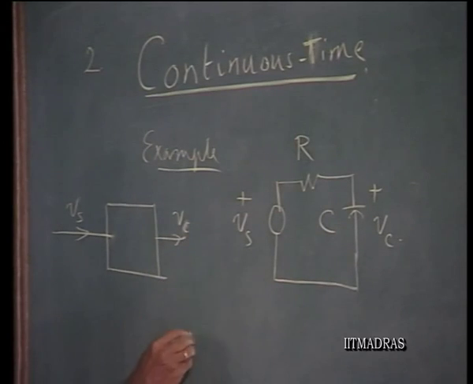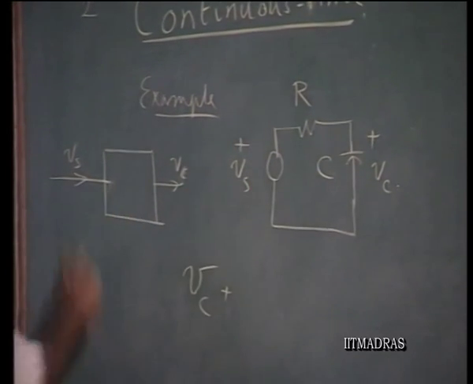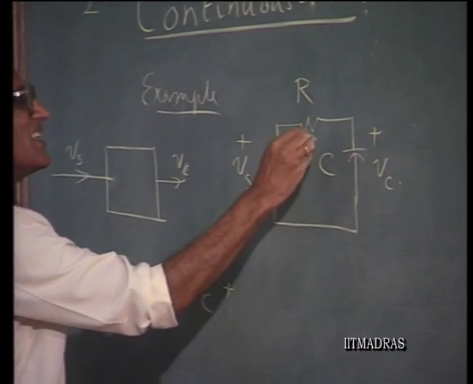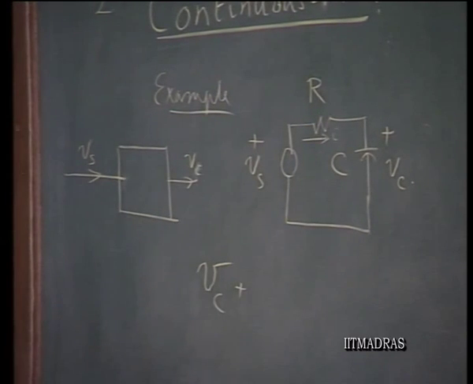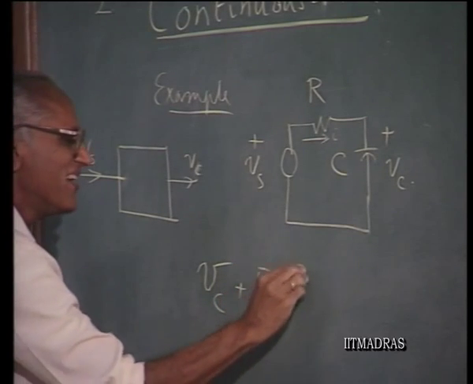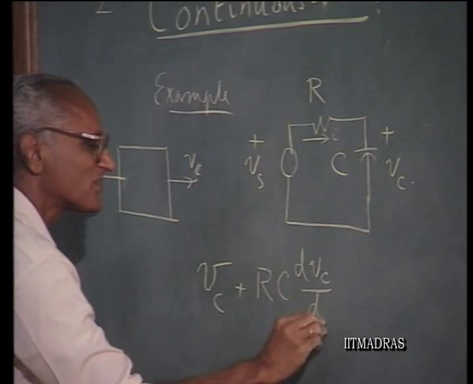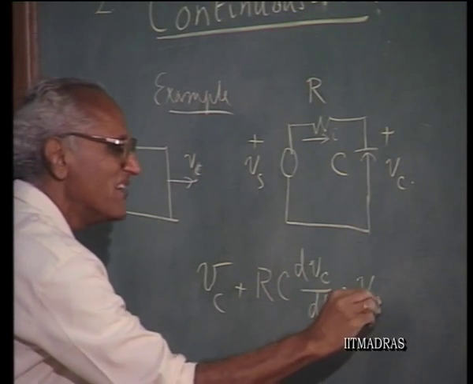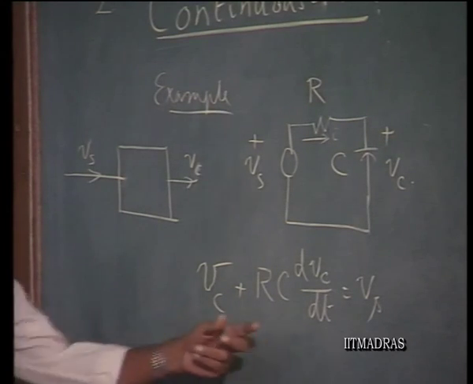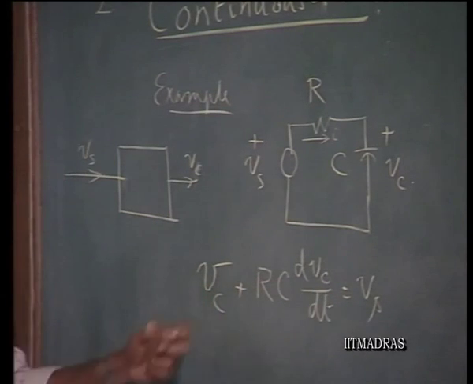After all, Vs equals Vc plus the voltage across the resistance, and the voltage across the resistance is R times the current I, and the current in the resistance is C dVc/dt. So R times C dVc/dt plus Vc is the voltage Vs. So if Vc is the output and Vs is the input, there is this differential equation relating the input quantity with the output quantity.